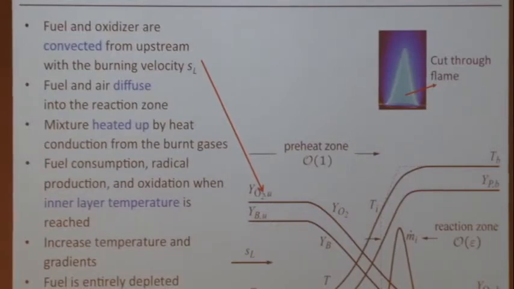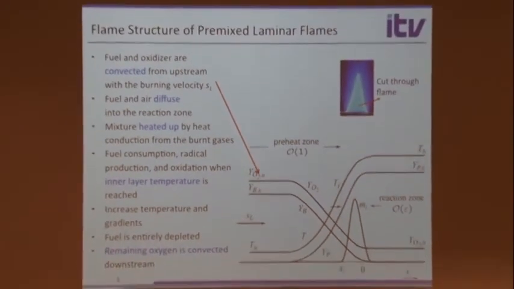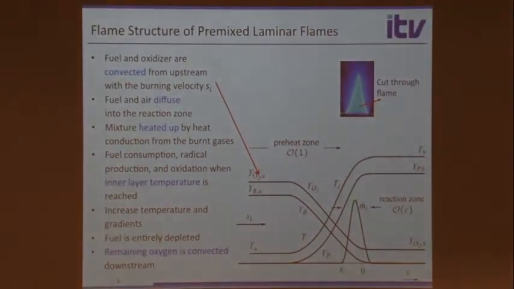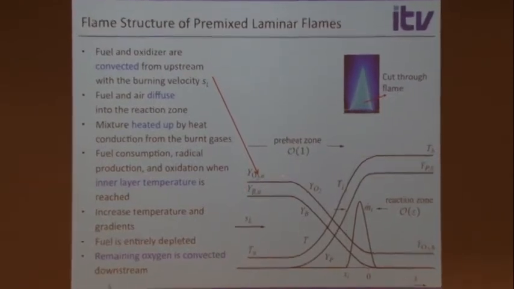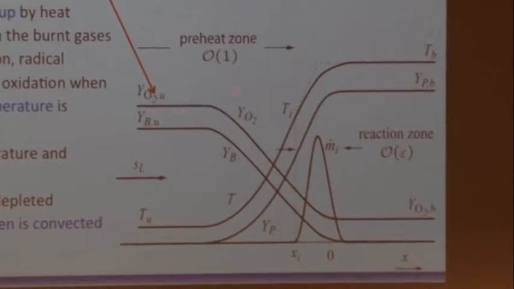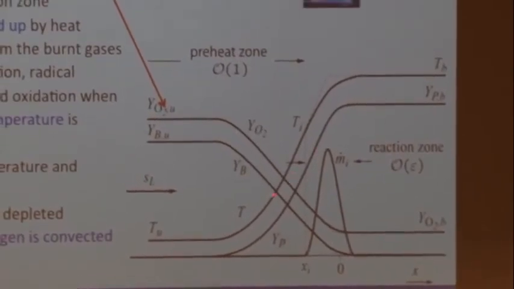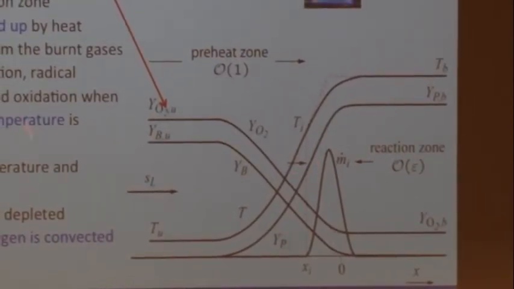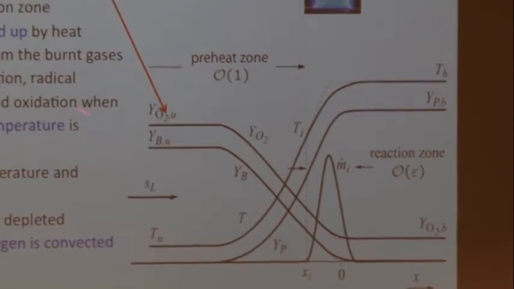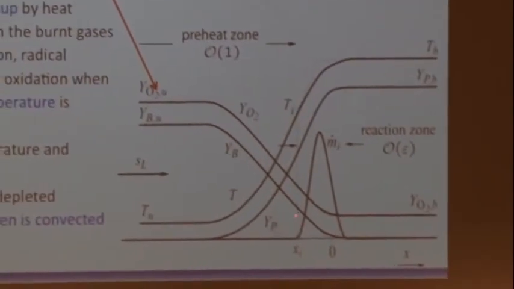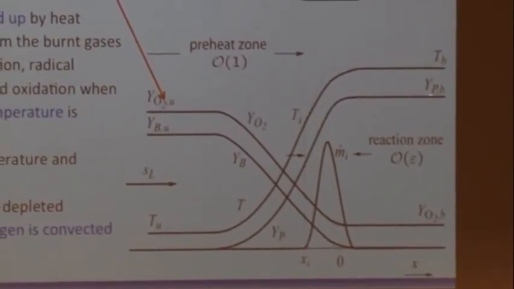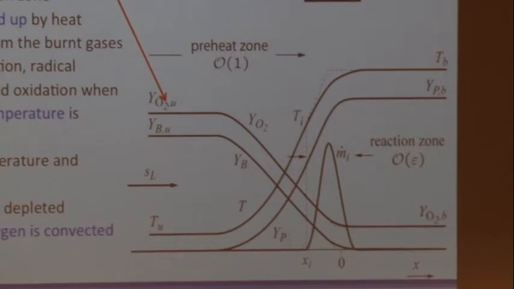Okay, so let's see. Maybe we have 2 more minutes. Just how does a premixed flame look? What's the structure of a premixed flame? You have fuel and air. They come here from the left, and they are mixed. And then the flame somehow converts these two to products. The way this works is that fuel and air diffuse here into the reaction zone, and the temperature here behind the flame is high.